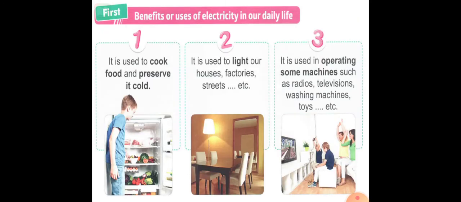First, let's talk about the benefits or uses of electricity in our daily life. Number one, electricity is used to cook food and preserve it cold. Also, it's used to light our houses, factories, and streets. And it's used in operating some machines, such as radios, televisions, washing machines, toys, and a lot of machines. So there are many benefits of electricity in our daily life, and we can't imagine our life without it.